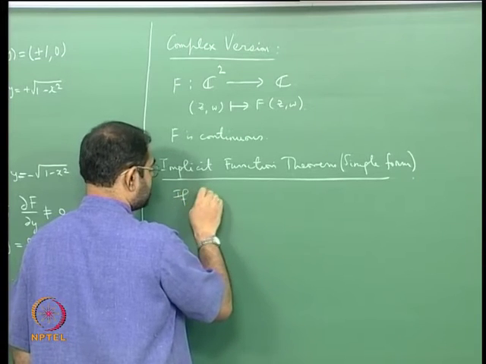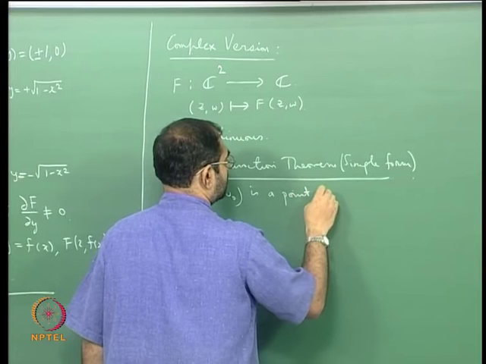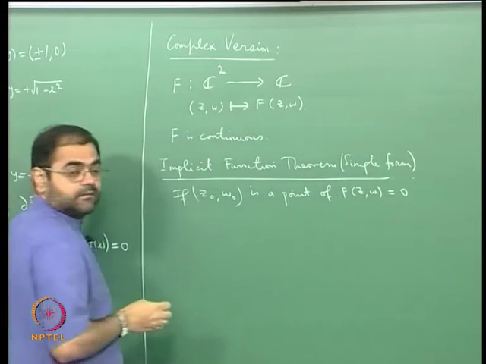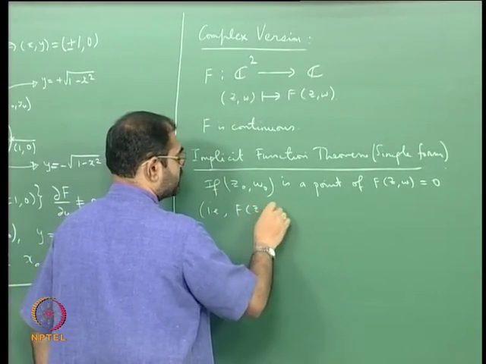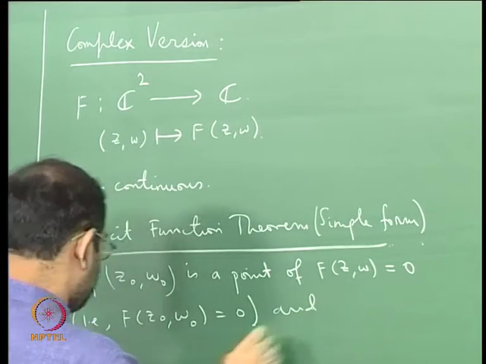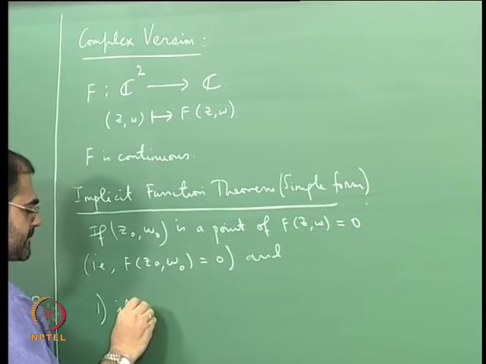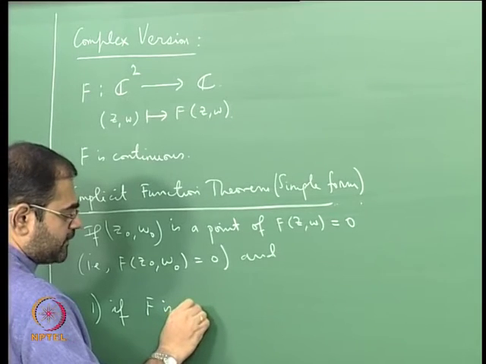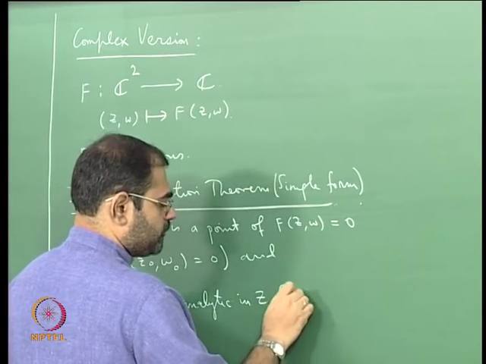if z naught, w naught is a point of f of z comma w equal to 0, that means it is a solution of this, that is, f of z naught comma w naught is 0. And number one, if f is analytic in z for each fixed w.